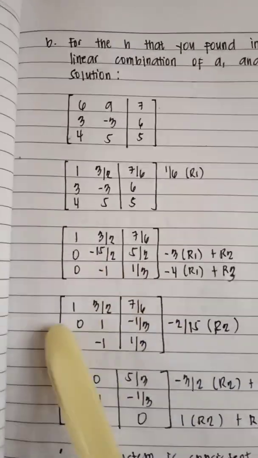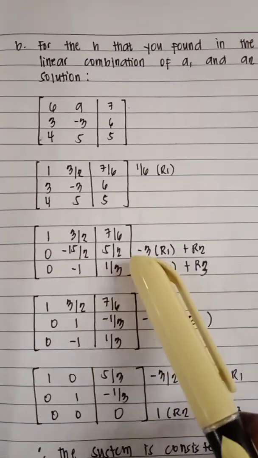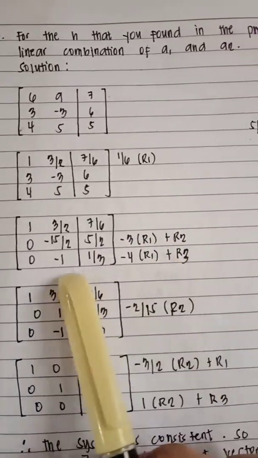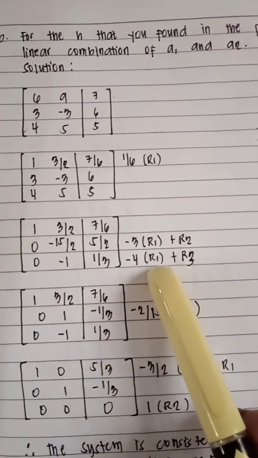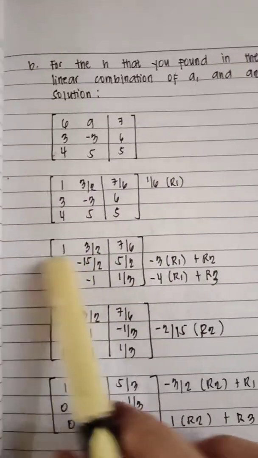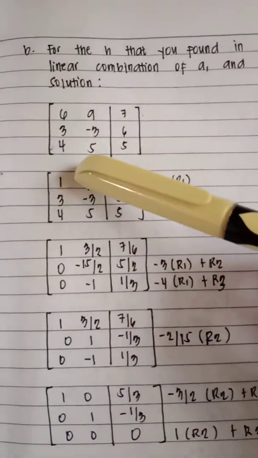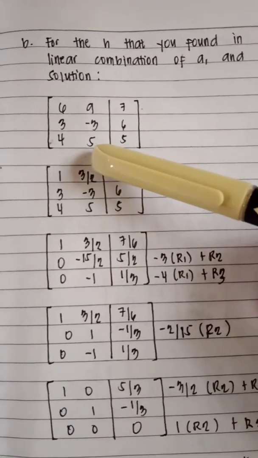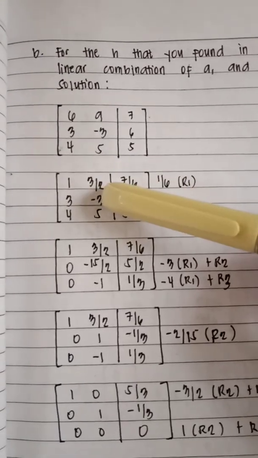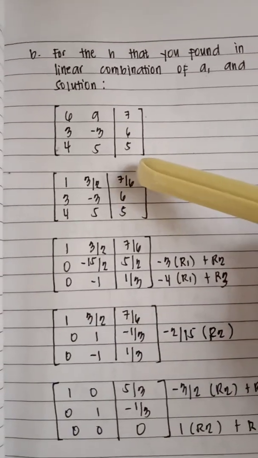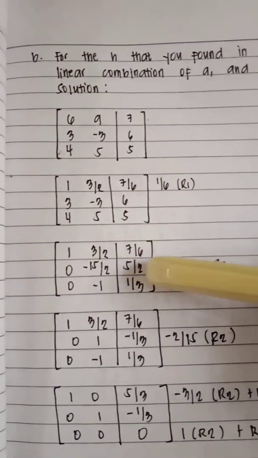So, now let's proceed making this 3 and 4 into 0. The formula that we will use is negative 3 times R1 plus R2. This formula is for R2. For R3 is negative 4 times R1 plus R3. So, first, we will just copy row 1. Negative 3 times 1 plus 3 is equals to 0. Negative 3 times 3 over 2 plus negative 3 is equals to negative 15 over 2. Negative 3 times 7 over 6 plus 6 is equals to 5 over 2.